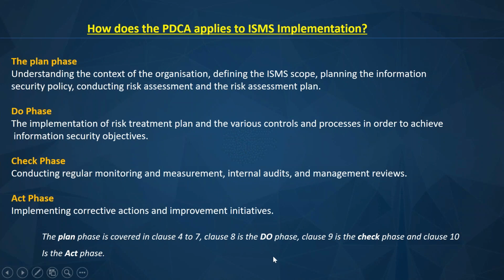Clause 8 is the do phase, clause 9 is the check phase, and clause 10 is the act phase. If you look at page 1, from clause 4 to clause 7 of the standard, that's the plan phase. Clause 4, if you look at it on page 1, says understanding the organization and its context. You can see 4.1 there. So clause 4 to clause 7 is all about the plan phase. And clause 8 is the do phase.